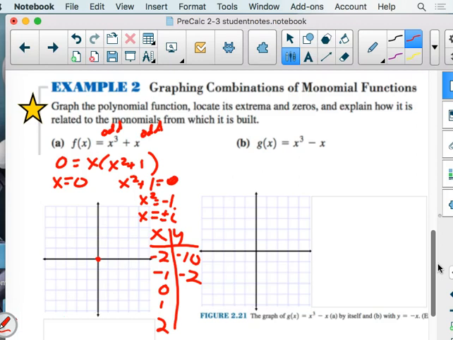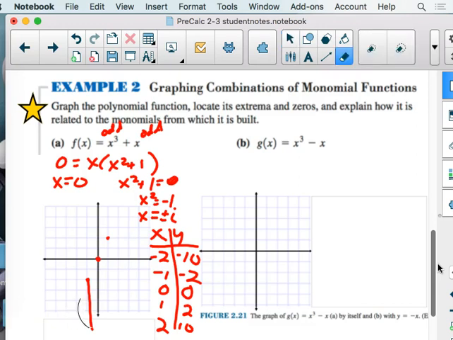Put a 0 in, 0 and 0 gives you 0. Put a 1 in, 1 cubed is 1 plus 1 is 2. Put a 2 in, 2 cubed is 8, 8 plus 2 is 10. So we do see the symmetry. Well, let's see what it looks like. So -1, -2, +1, +2. And then not quite as extreme as the other ones we've seen today.